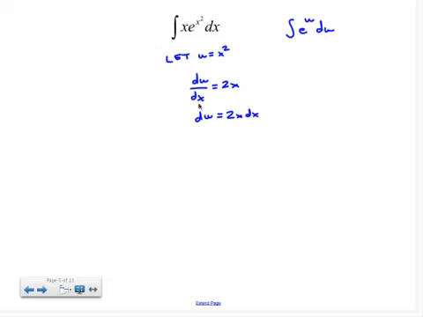Now I've got to look back at my original problem, and I have to ask myself, if I'm going to have a du, that means there has to be a 2x dx in the original problem.